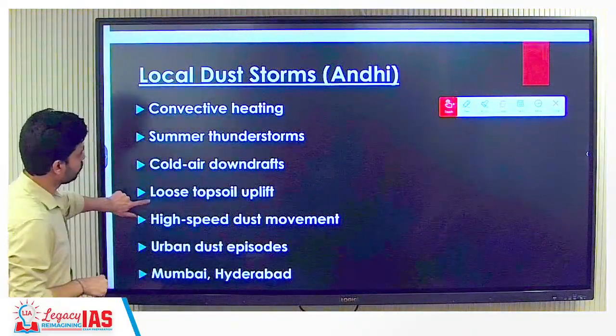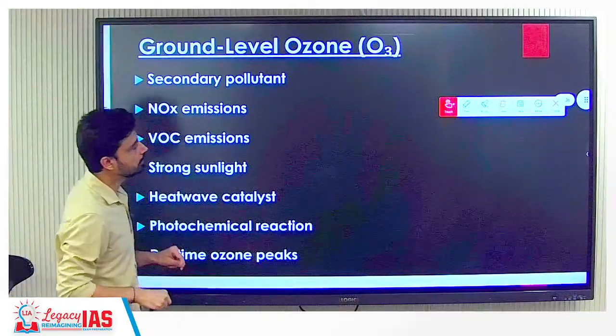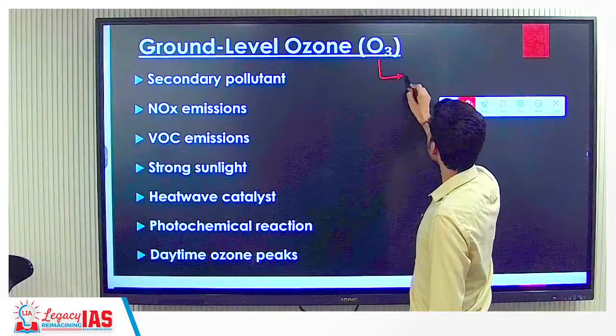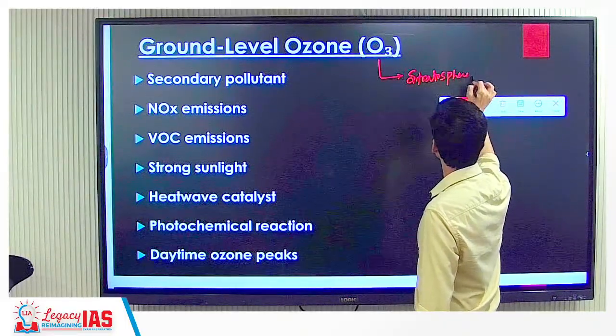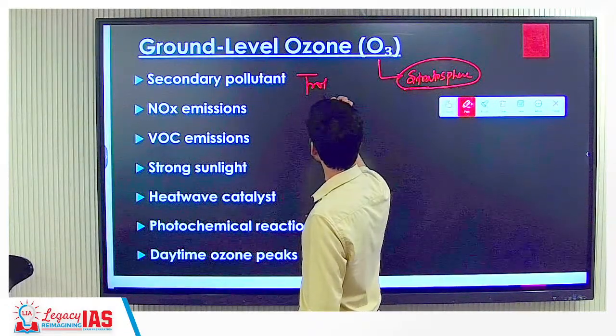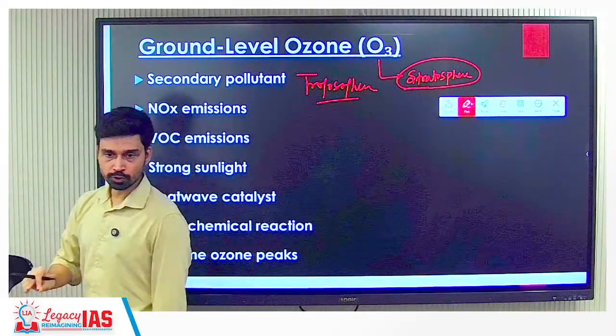Right, so the third is ground level ozone. This is a very severe pollutant. We know that ozone is found largely in the stratosphere, right? But about 5% of atmospheric ozone is also found in which region? The lowermost layer of the atmosphere, which is called the troposphere, right?